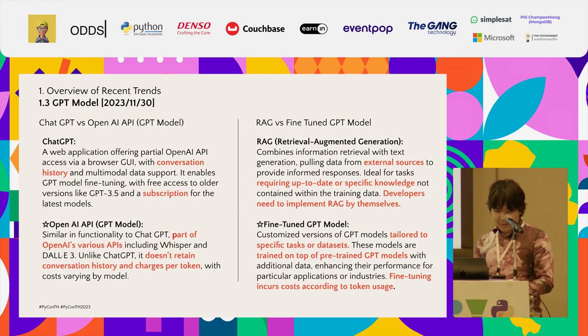On the other hand, RAG combines information retrieval with text generation, useful for tasks requiring up-to-date knowledge. Fine-tuned GPT models are adjusted for specific tasks with additional training for better performance in certain areas. RAG is used for external information, while fine-tuned models excel in specialized tasks. Some projects may use LangChain for RAG, but fine-tuning with the latest data makes RAG unnecessary. This talk focuses on using fine-tuned models.